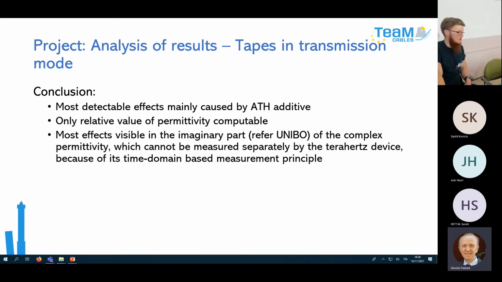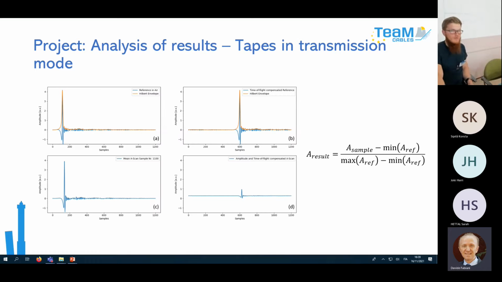And we have one issue here. As I said before, we can only compute the relative value of the permittivity. But as you just learned in the presentation before from Davide, most effects are visible in the imaginary part of the complex permittivity. But this just cannot be measured separately by the terahertz device. We only get the total value of the real permittivity. So what did we do?